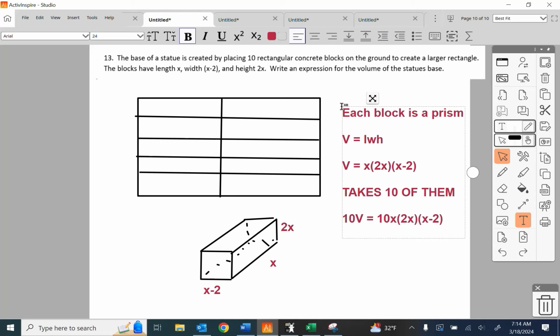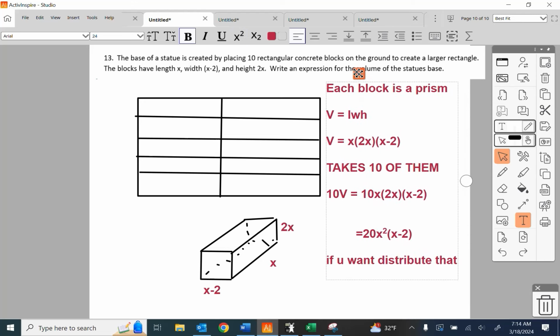Now, I wouldn't overthink this. I'm not going to require standard form or anything. But 10x times 2x is going to be 20x squared. And then you got your little x minus 2. If you want, distribute that. There's a reason we stop here.